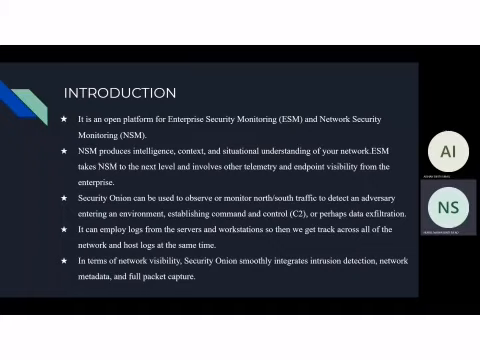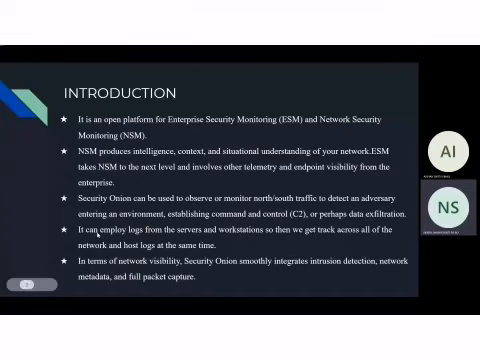Security Onion can be used to observe or monitor north-south traffic to detect an adversary entering the environment, establishing command and control (C2), or perhaps data exfiltration. It can exploit logs from servers and workstations, so we can track across all network and host logs at the same time. In terms of network visibility, Security Onion smoothly integrates intrusion detection, network metadata, and full packet capture.